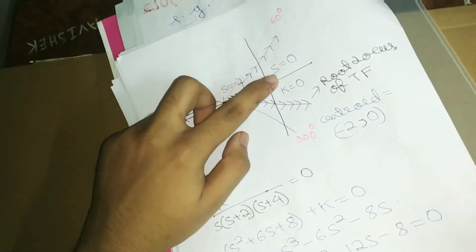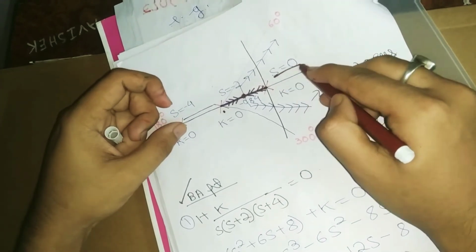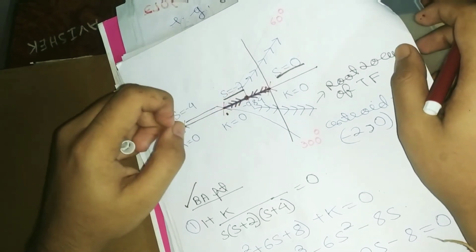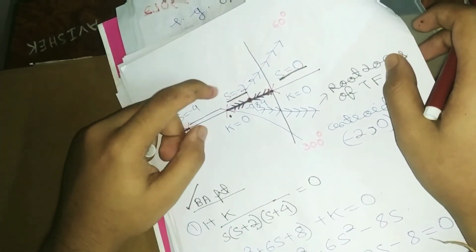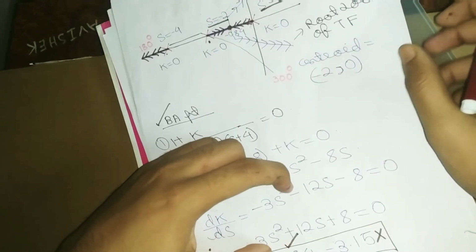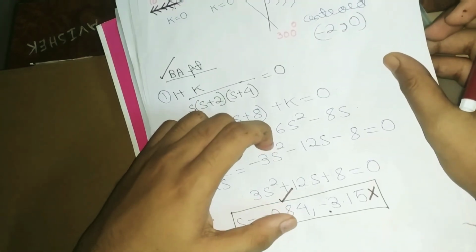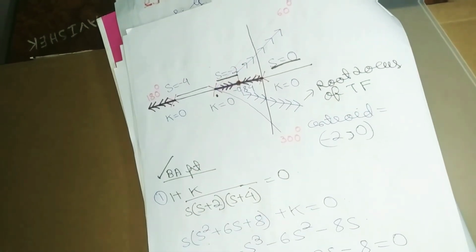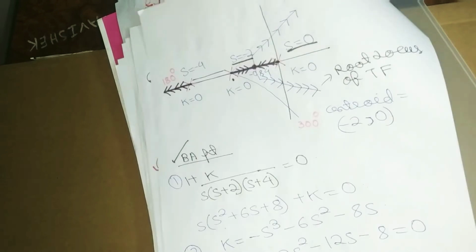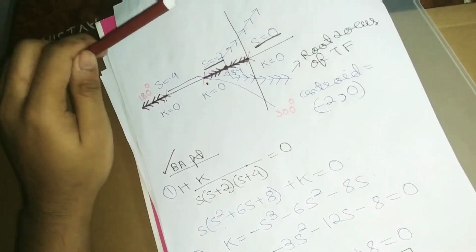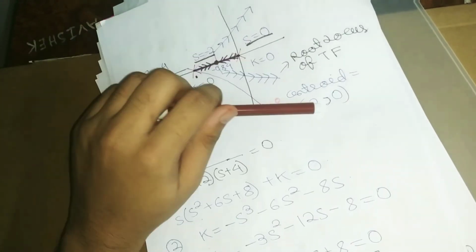See, from s equals 0 to s equals minus 2, there is one breakaway point, that is minus 0.84, and there will be one root locus. So you can conclude that s equals minus 0.84 is a valid breakaway point, because we have to check whether this point will lie on the root locus or not. Okay, so here you plot this, from minus 0.84, and the centroid is minus 2.